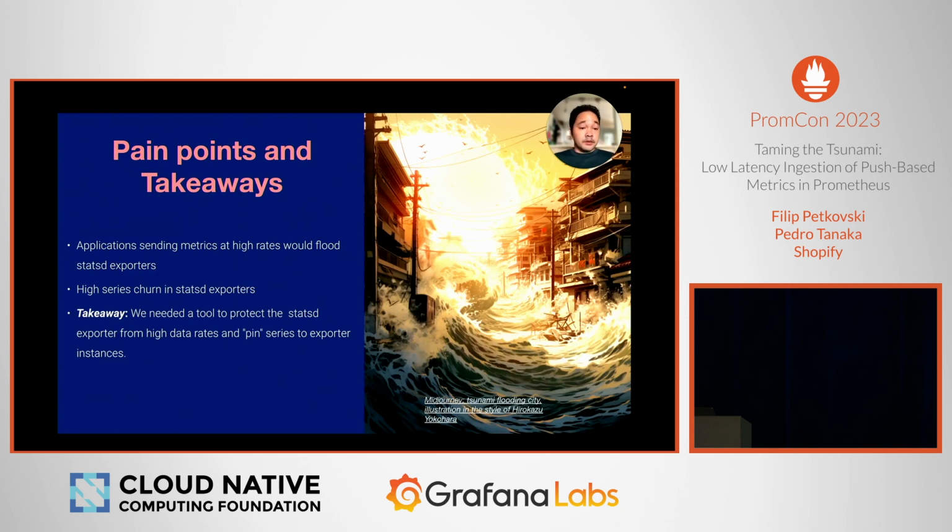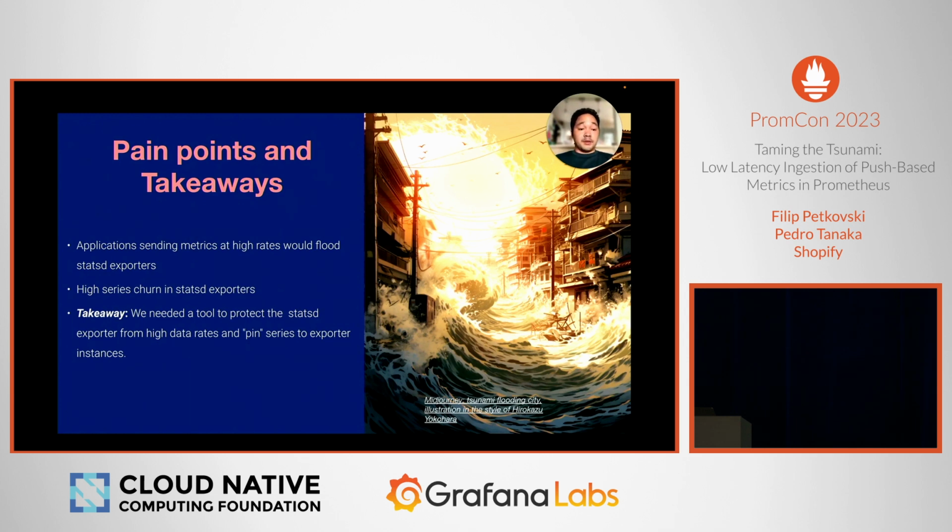After a while operating the solution, we had some problems with it. Mainly, some of the applications were sending metrics at such a high rate that the StatsD exporters could not keep up. Also, we had high series churn in the StatsD exporters because the Envoy proxy was doing a great job of load balancing the requests, but it didn't have an idea about which series it was sending to every exporter. So in the worst case scenario, you could have one single series living in every instance of the StatsD exporter, causing huge cardinality and also causing high series churn.